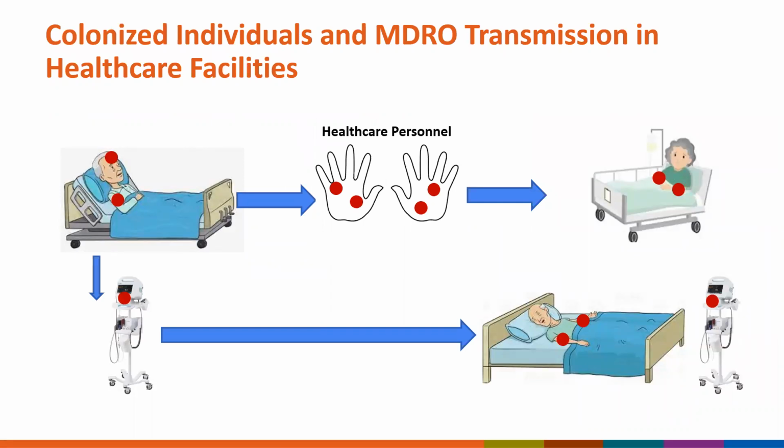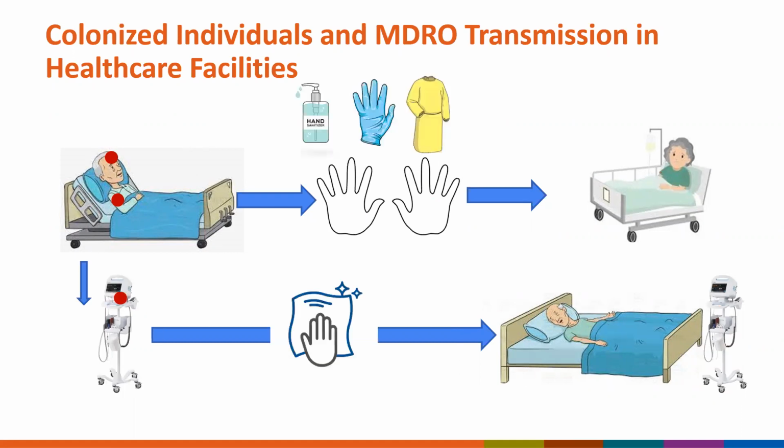So how do colonized individuals and MDRO transmission occur in healthcare facilities? A couple different ways. One is through contact, healthcare personnel working with multiple patients, and also through the contamination of mobile equipment. So these are things that core IPC practices can help disrupt. Good hand hygiene, PPE, and environmental disinfection can play a big role disrupting transmission.